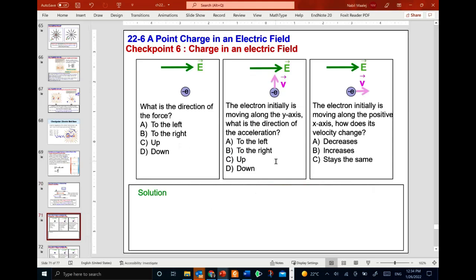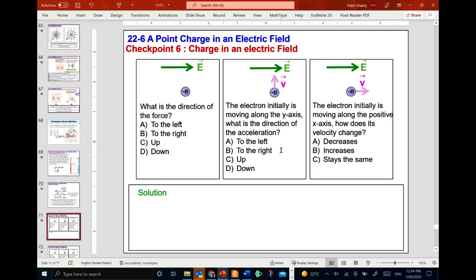Let's assume we have an electric field as shown with a green arrow here, and we want to determine the direction of the force in this case. So the charge is an electron. Is the force to the left, to the right, up or down? Anybody? To the left. Because it's a negative charge, we said the force is opposite to the direction of the electric field.